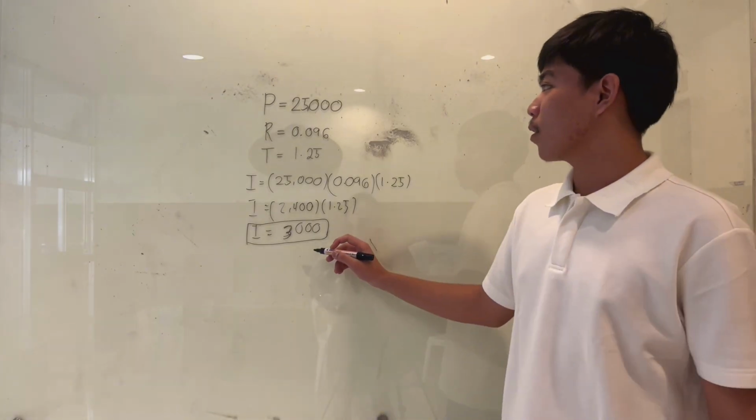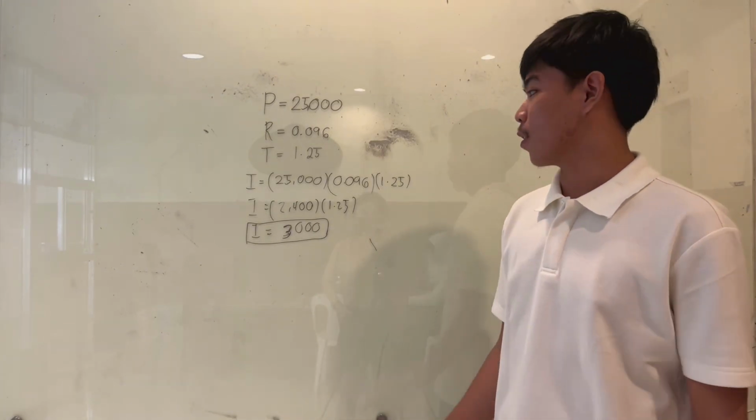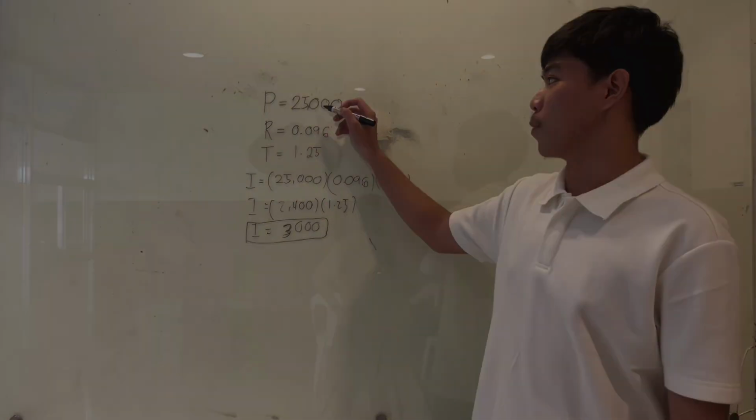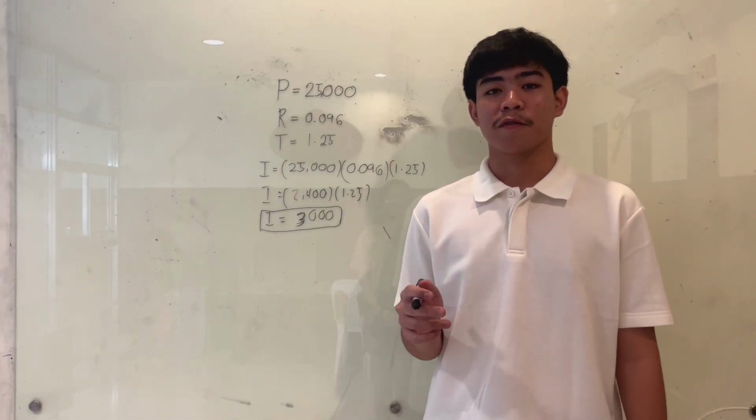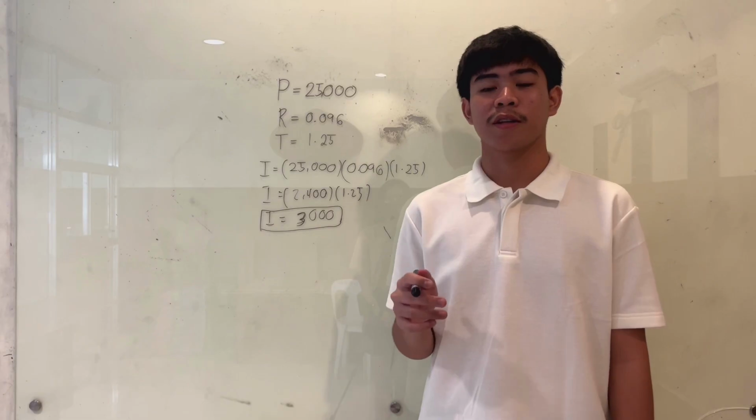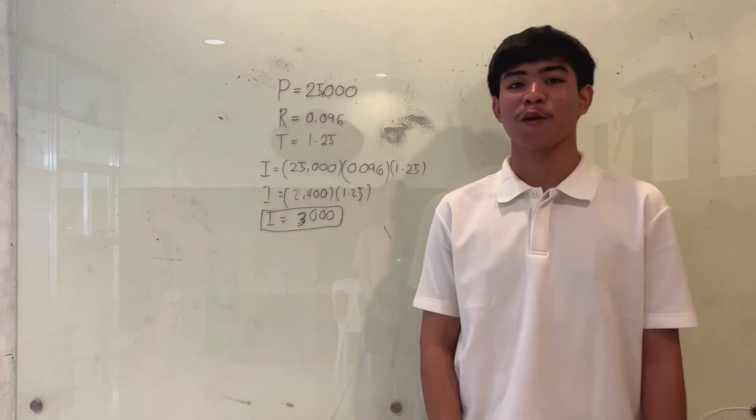Now, Cassie will pay 28,000 to her friend because we added 3,000 to the principal. But what if we encounter a problem where the interest is given but the principal or interest rate is missing? Let's try solving such a problem.